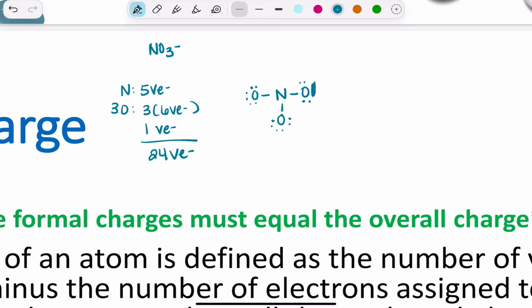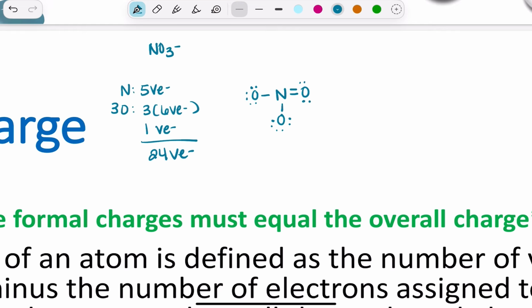So to give it an octet, we're going to take a pair of electrons away from one of the outer atoms and make a double bond to the nitrogen. We can't just give those electrons away because if we gave them away, the oxygen would be missing its octet. Instead, we're going to take it from the oxygen and form a multiple bond to the nitrogen. Now the nitrogen has an octet. All of the oxygens have octets.